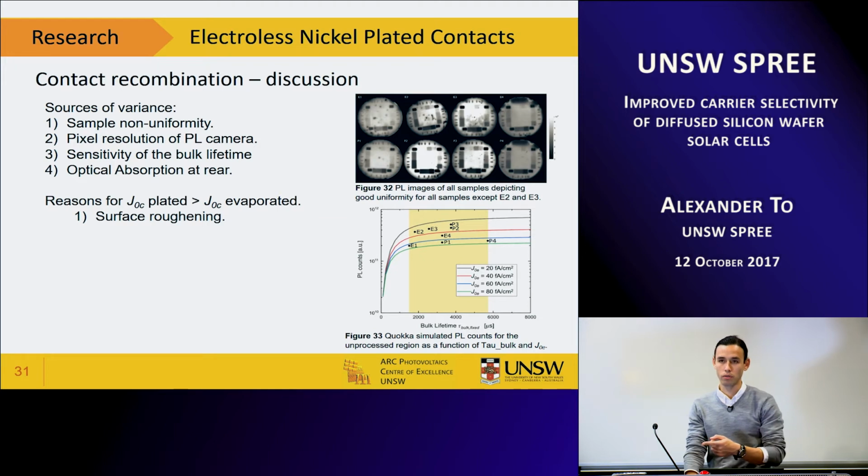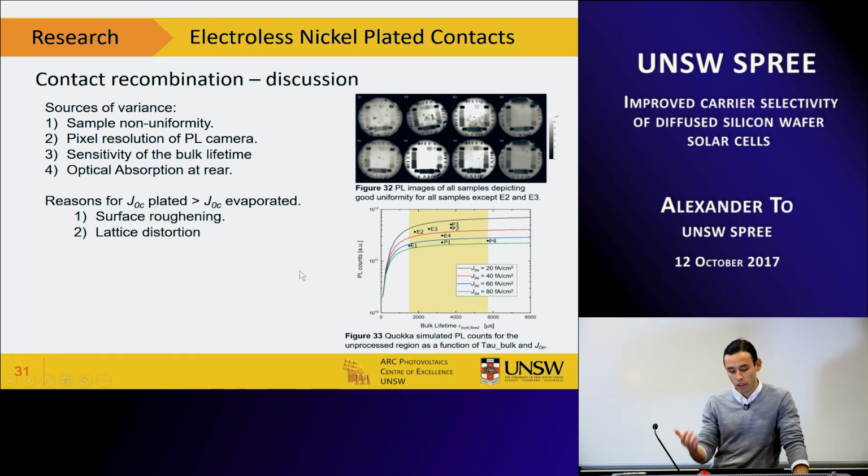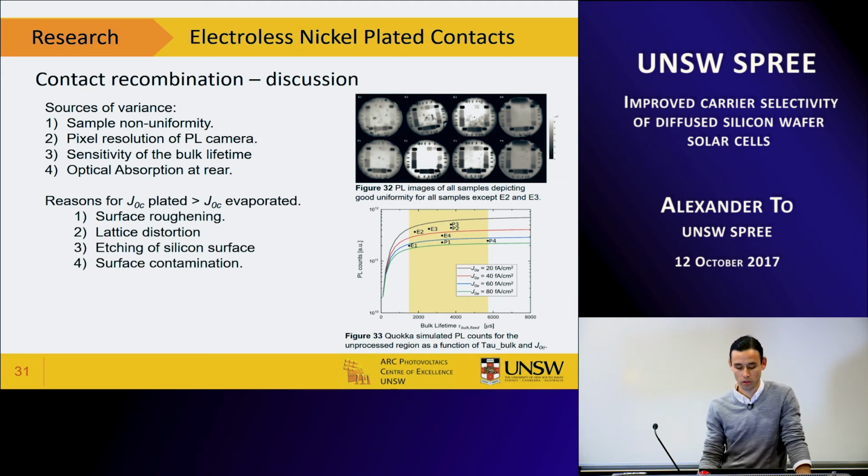Now, that's not the case for an evaporated contact because it never goes into any alkaline solutions. If there is some diffusion of nickel into the silicon during, for instance, sintering, we might be able to image some lattice distortion in TEM imaging. So that could account for some of the recombination. I already spoke about etching of the silicon surface and also just general surface contamination. The plating process and patterning is a lot more handling intensive than the evaporated process. And so it's likely also that there's some sort of contamination here, despite my best efforts, which could possibly be affecting the contact recombination.